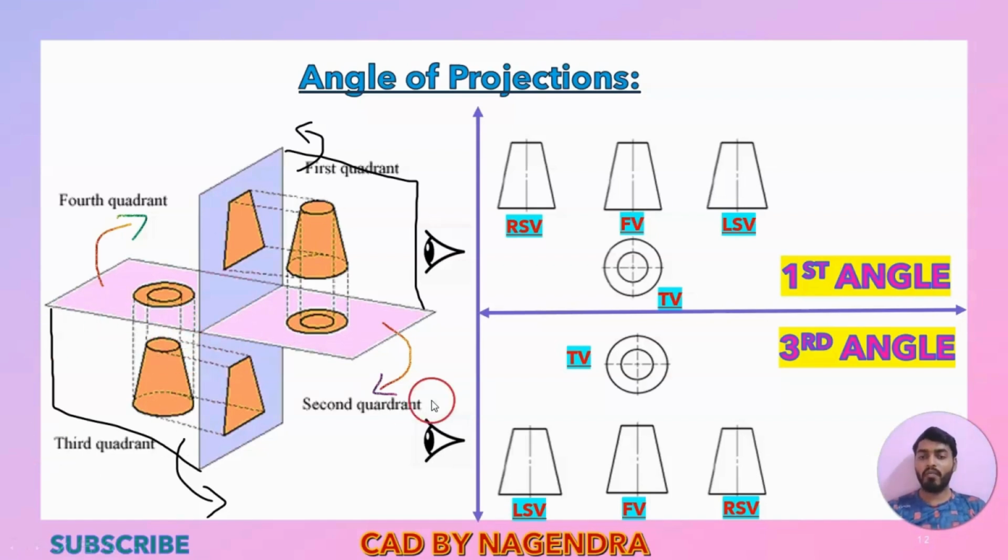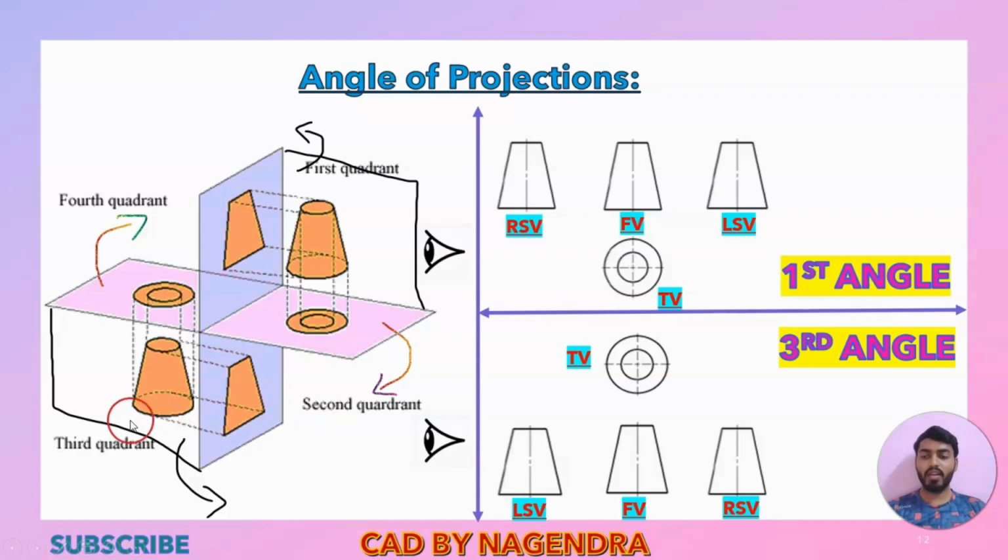So we will avoid the second angle of projection and the fourth angle of projection. We will prefer to use only the first angle and the third angle. Why? Because if you go with the second angle or fourth quadrant, we get the same opposite views, and while rotating these planes they will overlap each other. So we avoid the second and fourth angle of projection. I hope you have understood this.